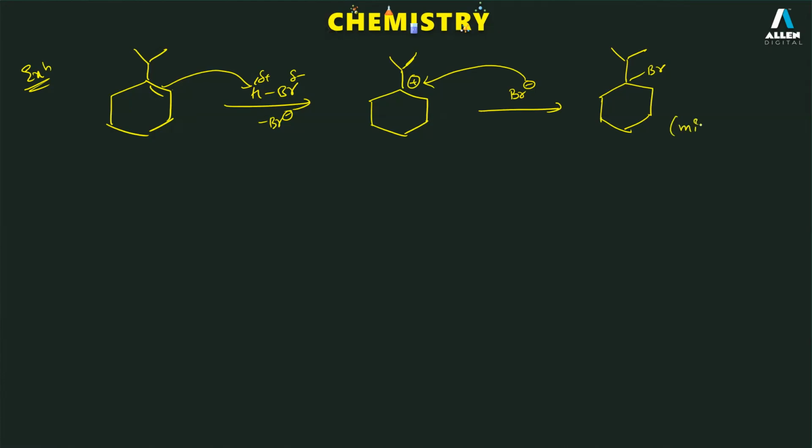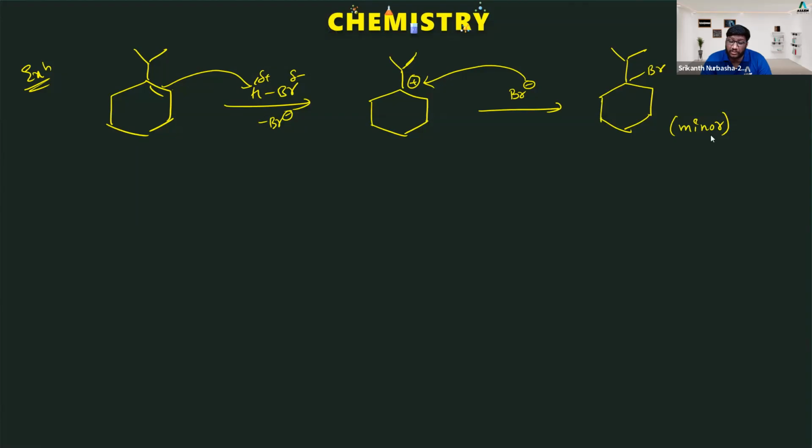Minor. Why, Aishi? Repulsions. Repulsions. Where do you have repulsions? 3-degree carbocation is more stable due to hyperconjugative structures. Repulsions are there everywhere. Repulsions are there in all the cases. So it is minor, that is true, but not due to repulsions and all.